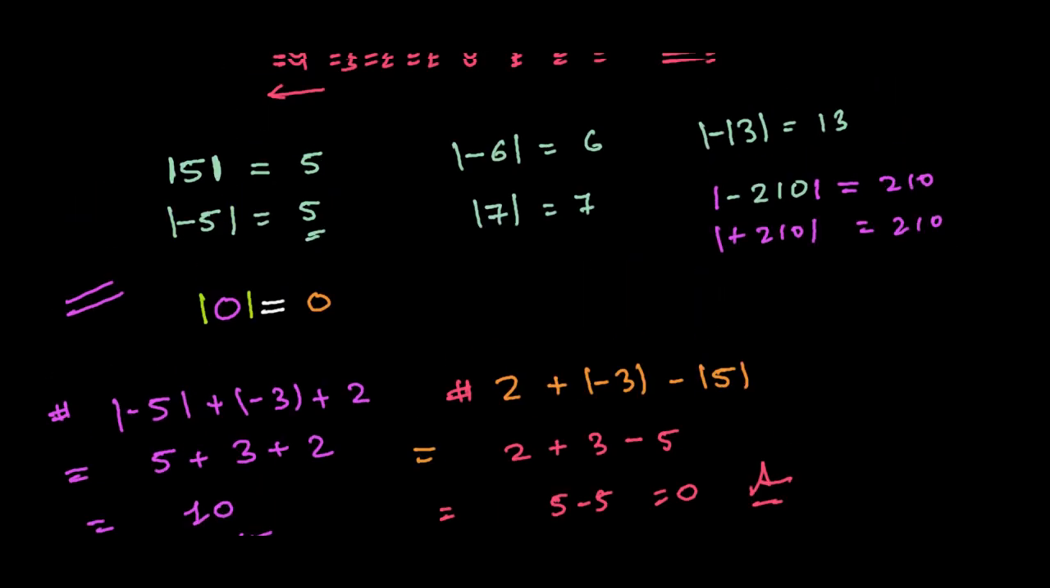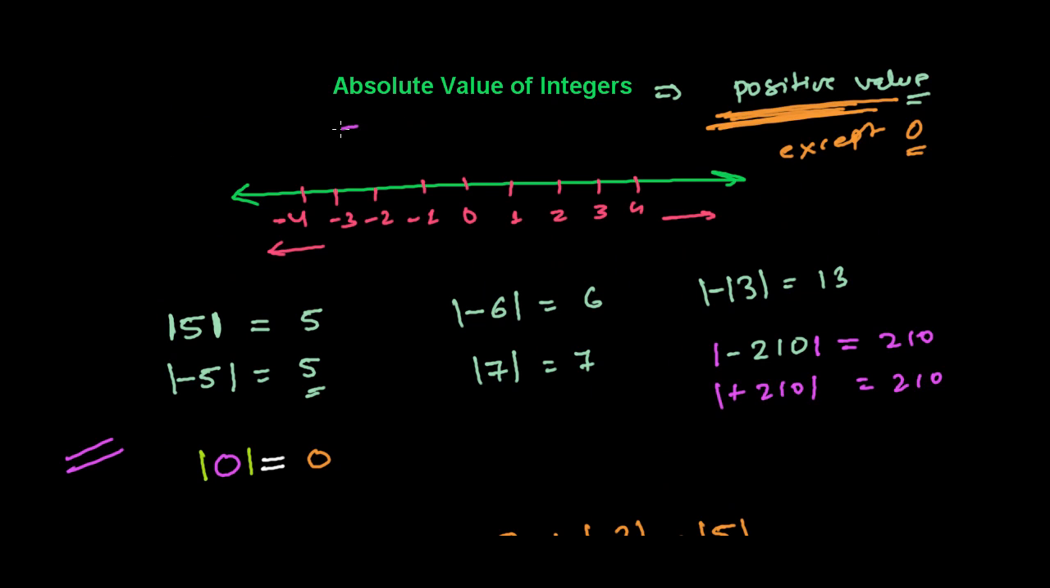Just keep in mind that the absolute value of all integers is always and always positive, whether it's negative or positive. We don't care about the sign, except for 0.